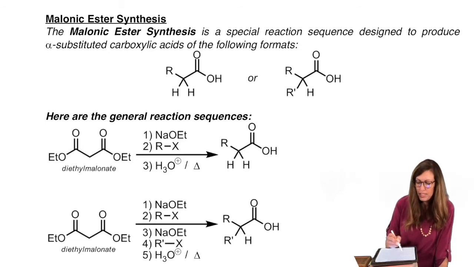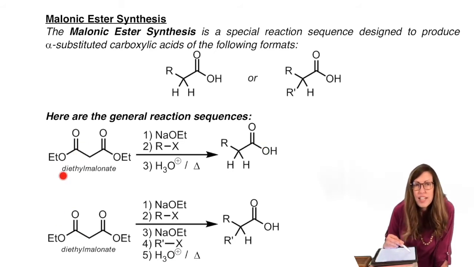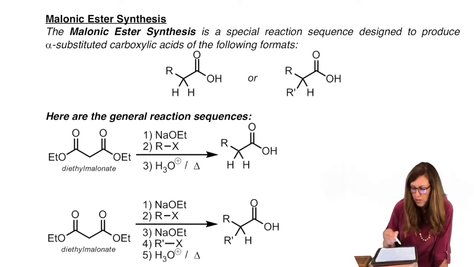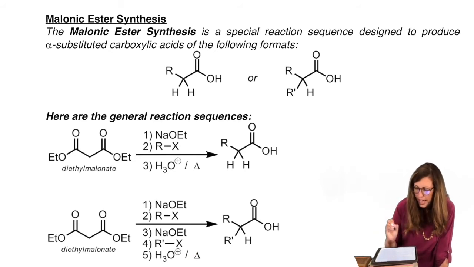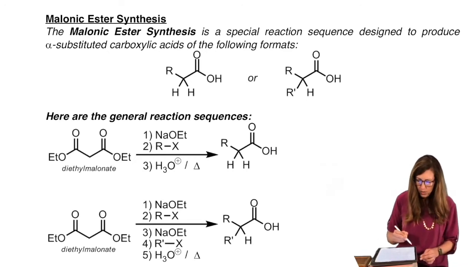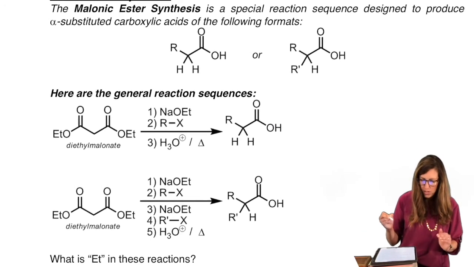Or base, alkylate, so R prime, hydrolyze. In both cases, the hydrolysis results in a loss of an ester, which also means loss of that carbon, so CO2 is driven off at some point. Notice the heat there helps promote that. And carboxylic acid on the other side. So in other words, let's just dissect some of this so we can reason through what's going on here before we do the mechanism.